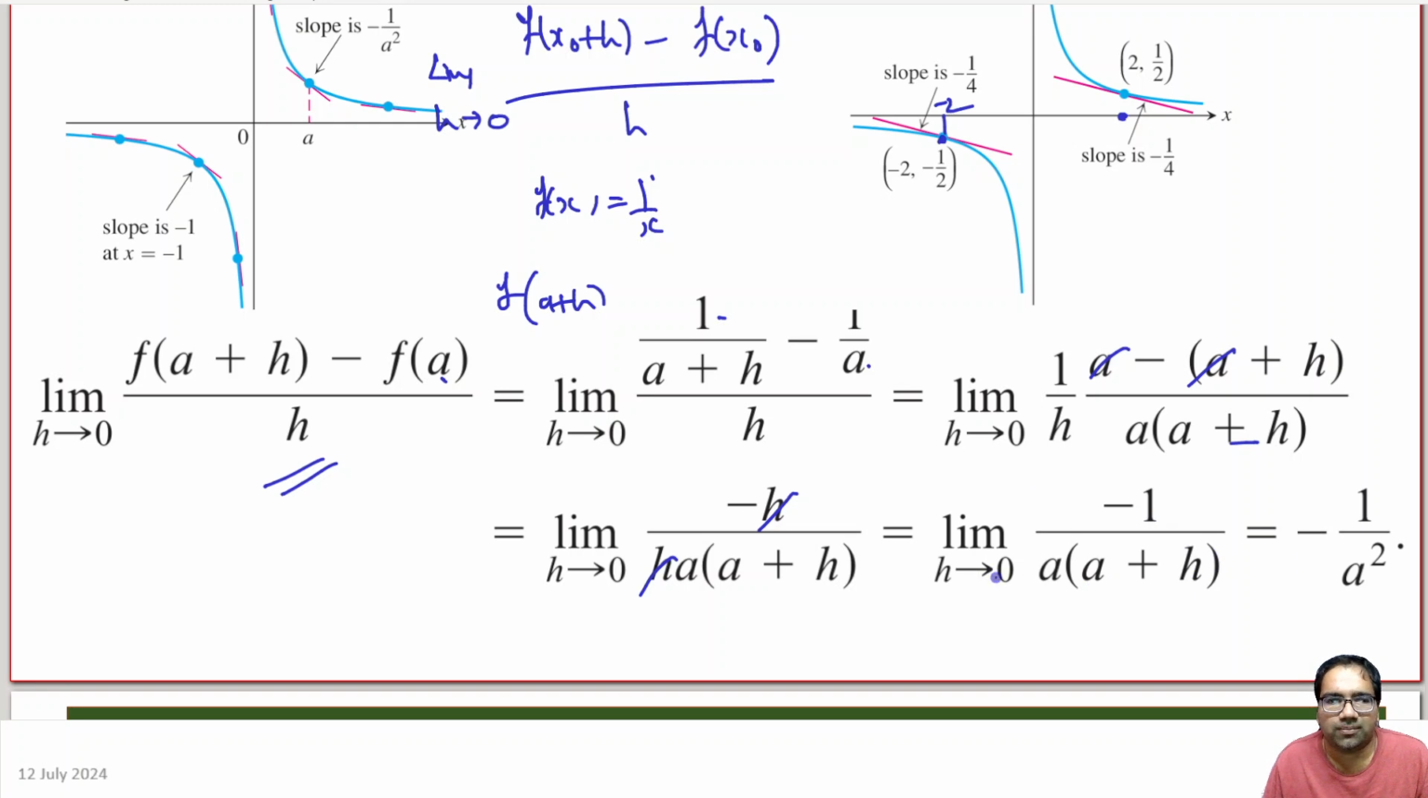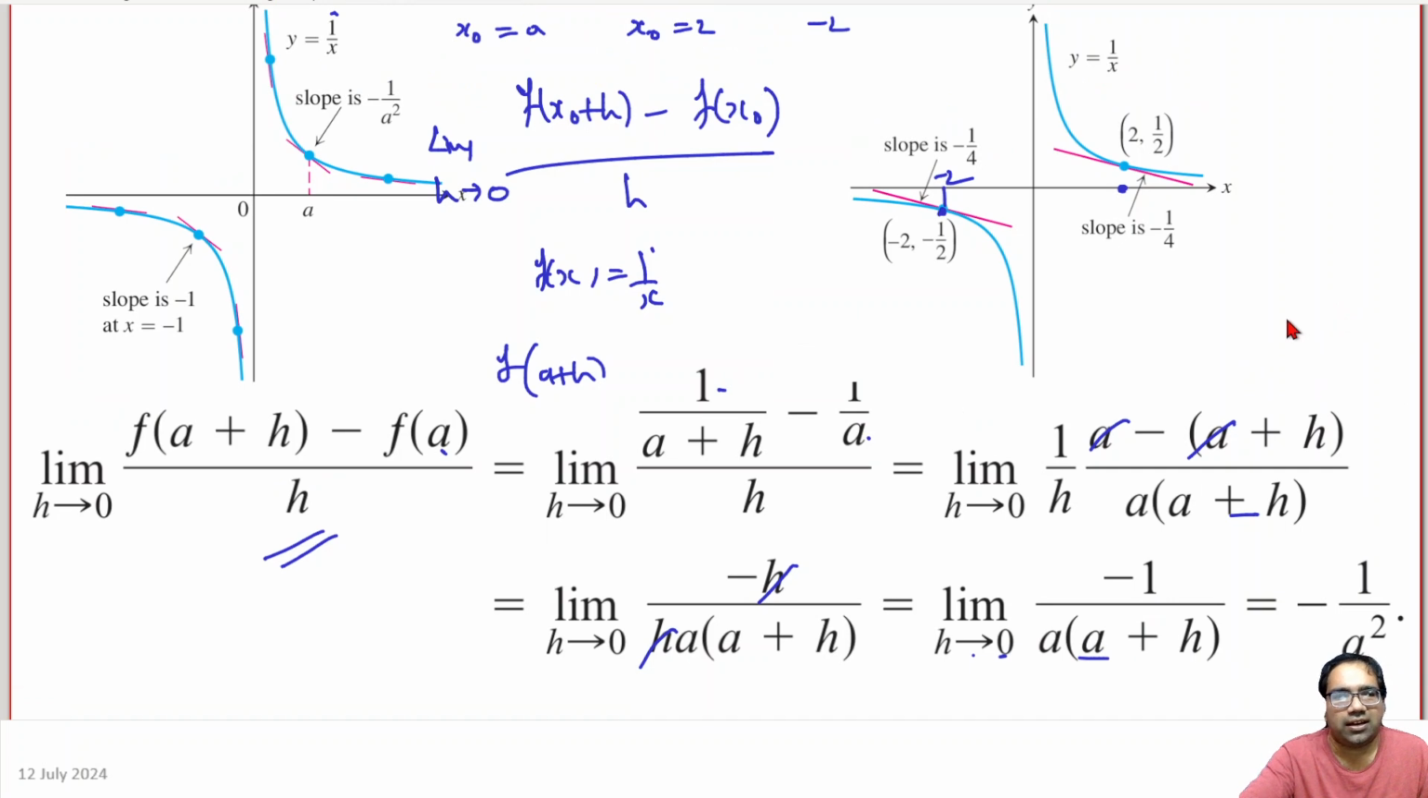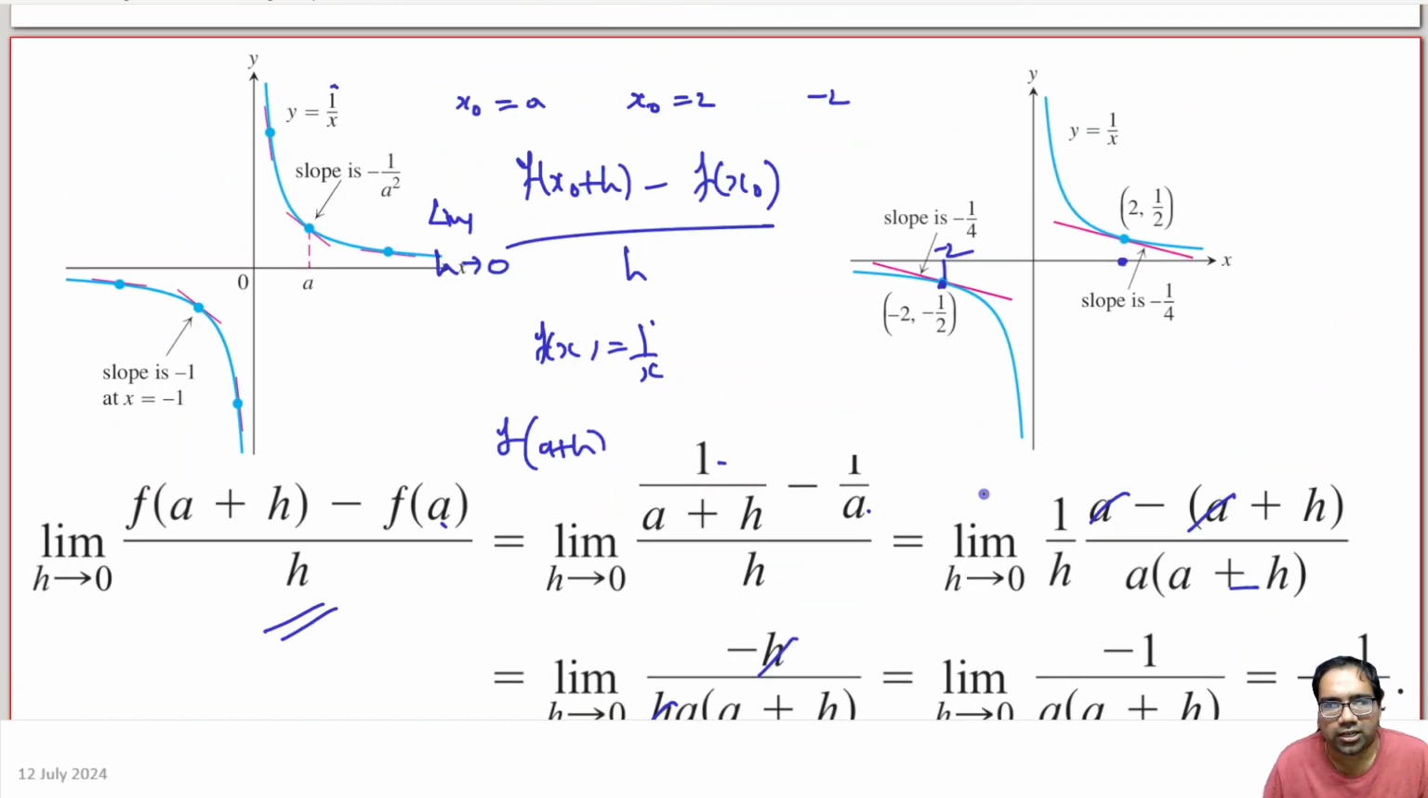Now this limit we know, because when h tends to 0, we directly know this is minus 1 by a square. This limit we can directly calculate. What does that mean? At a point a, the slope is minus 1 by a square. At point 2, the slope would be minus 1 by 2 square, which is nothing but minus 1 by 4. Similarly, at point minus 2, it is minus 1 by minus 2 whole square, which is also minus 1 by 4.